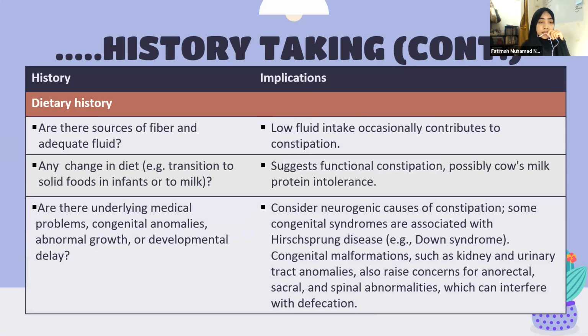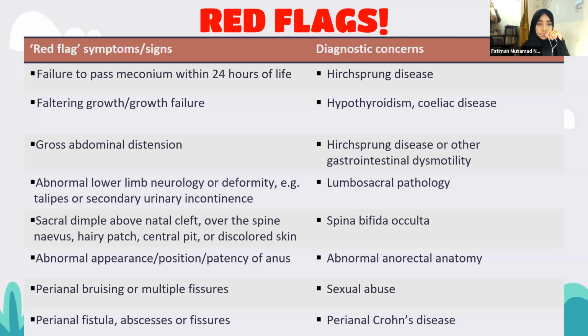Okay, and then ask the dietary history. So we need to ask if the sources of fiber and fluid are adequate, because this can lead to functional constipation, or if there are any changes in diet, or if the child has any underlying medical problems, any congenital anomalies, any abnormal growth or developmental delay, because other causes of constipation also include congenital malformations and spinal abnormalities, which can interfere with the secretion. Next. Okay, so these are the red flags that we need to be alert of if a child presents with constipation. Next.